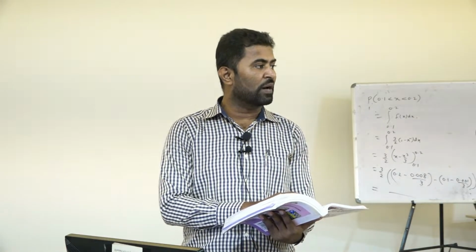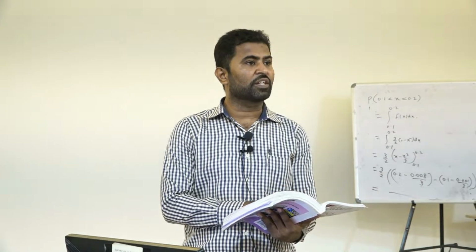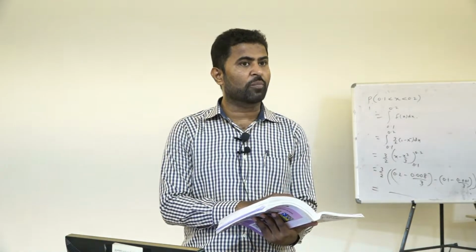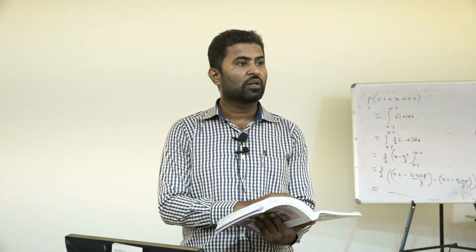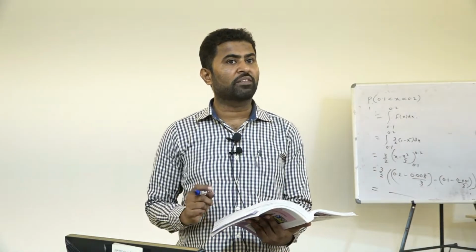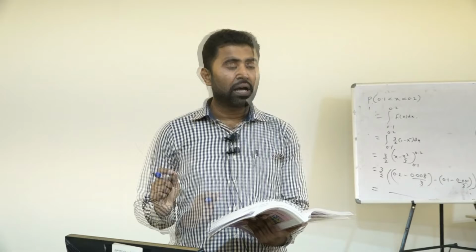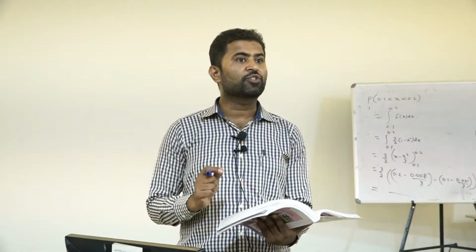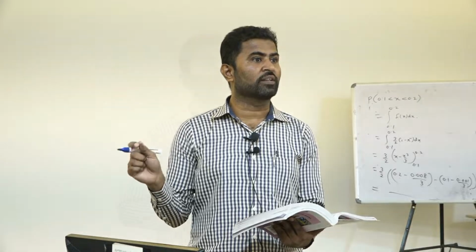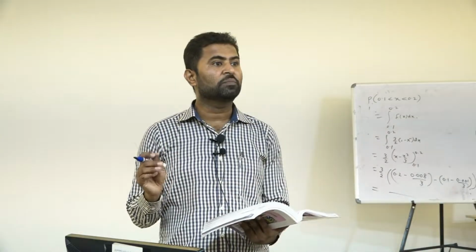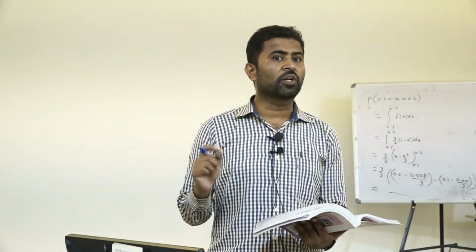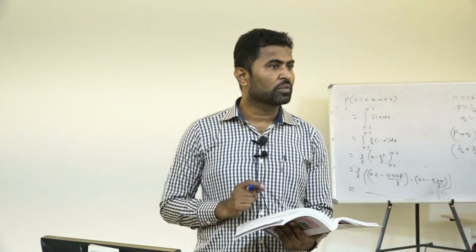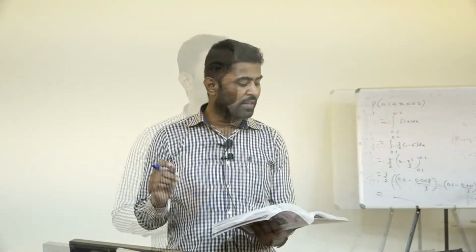Out of 800 families with 5 children each, how many would you expect to have 3 boys? Assume equal probabilities for boys and girls. Then what will be P? P equal to 1 by 2. Q is 1 by 2. And what is N? Small n.